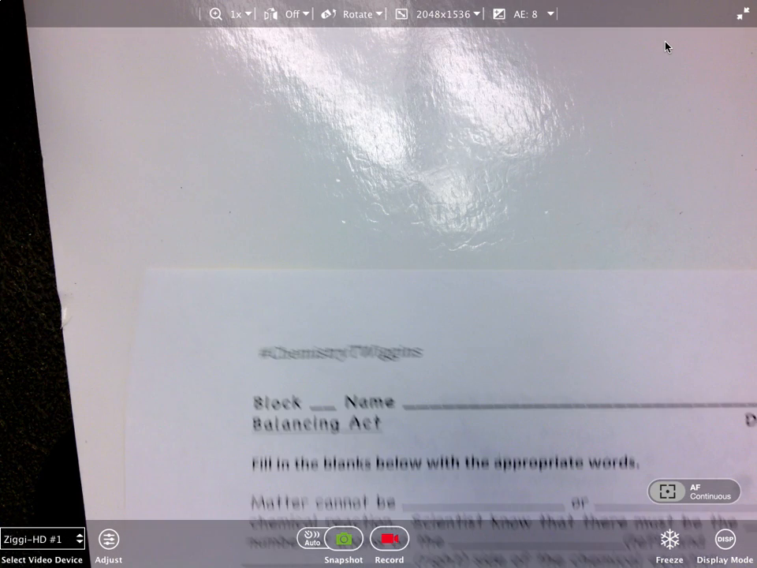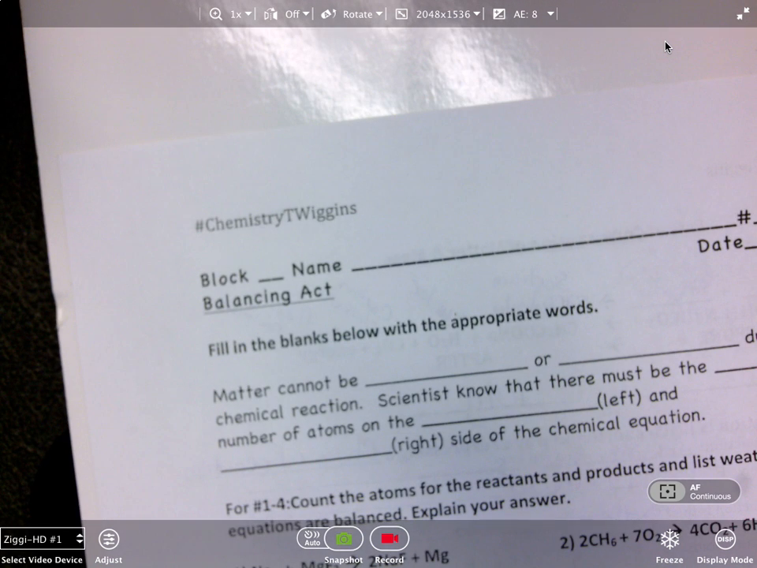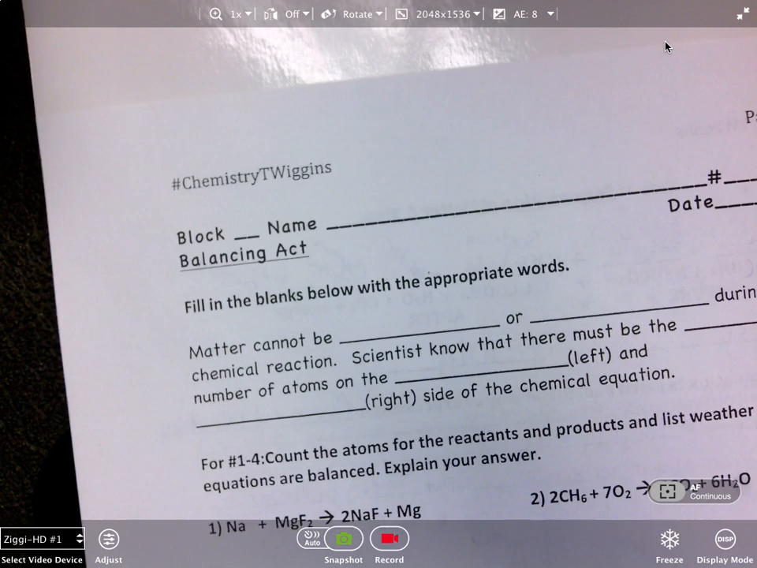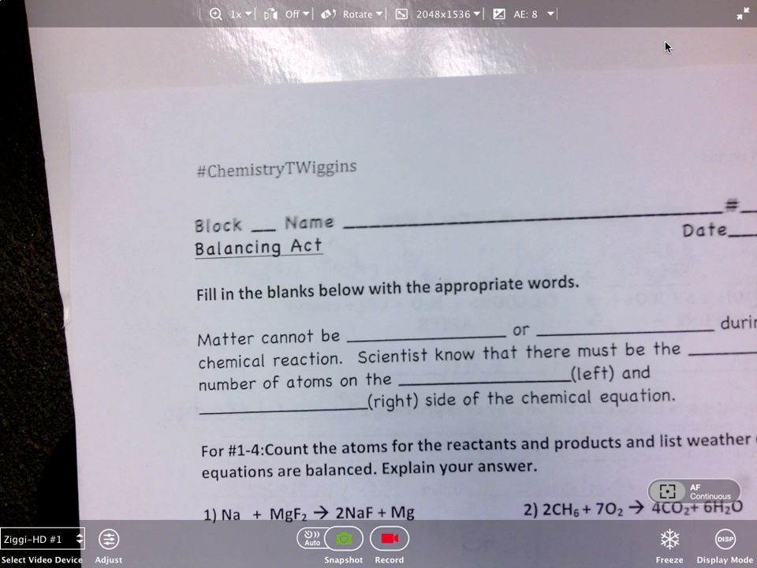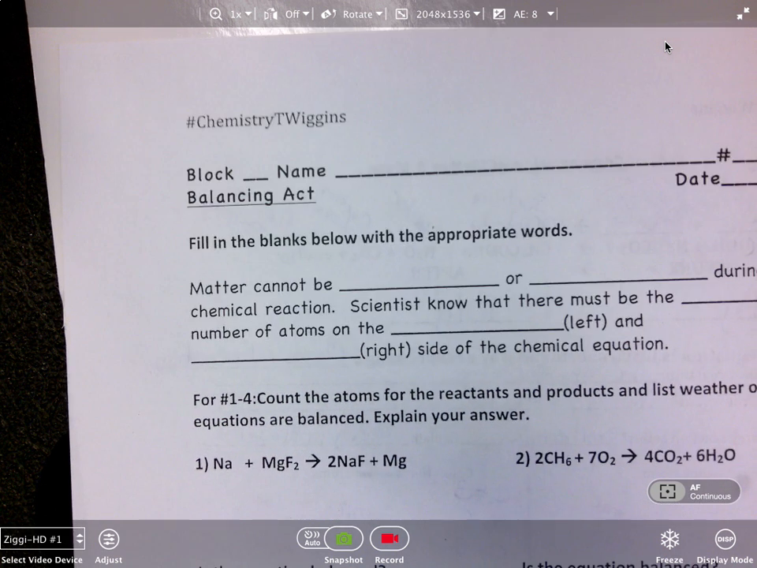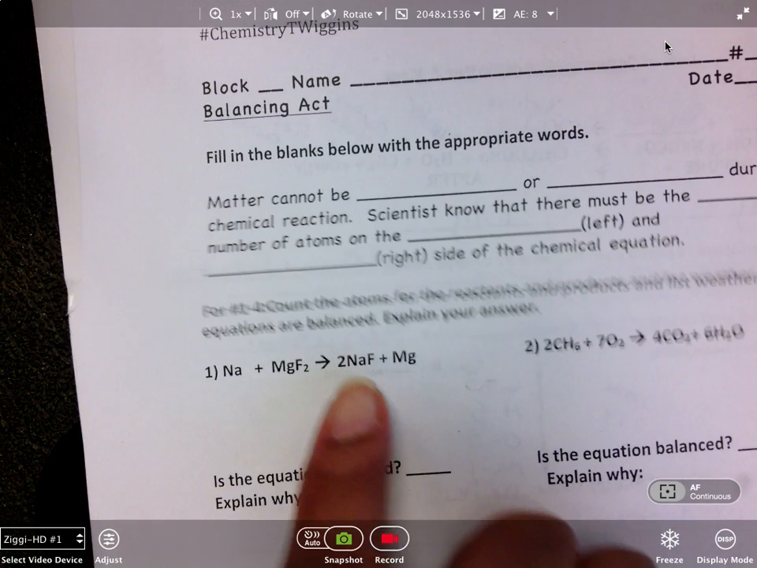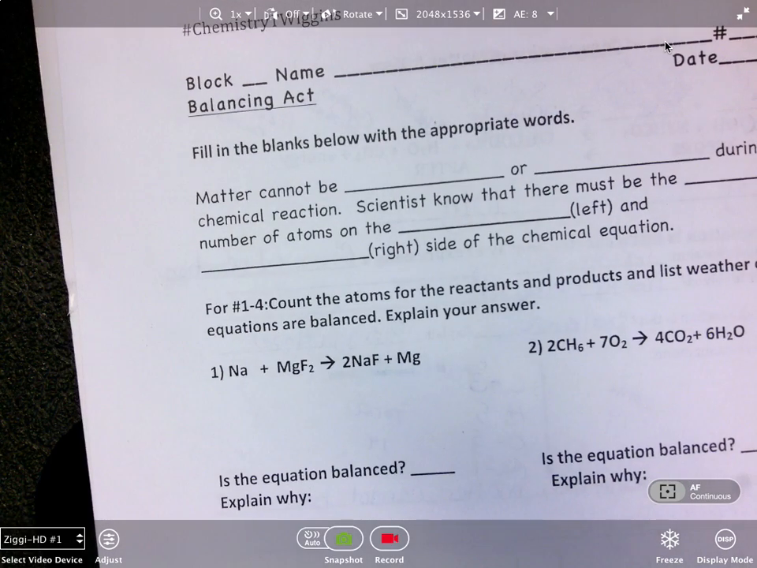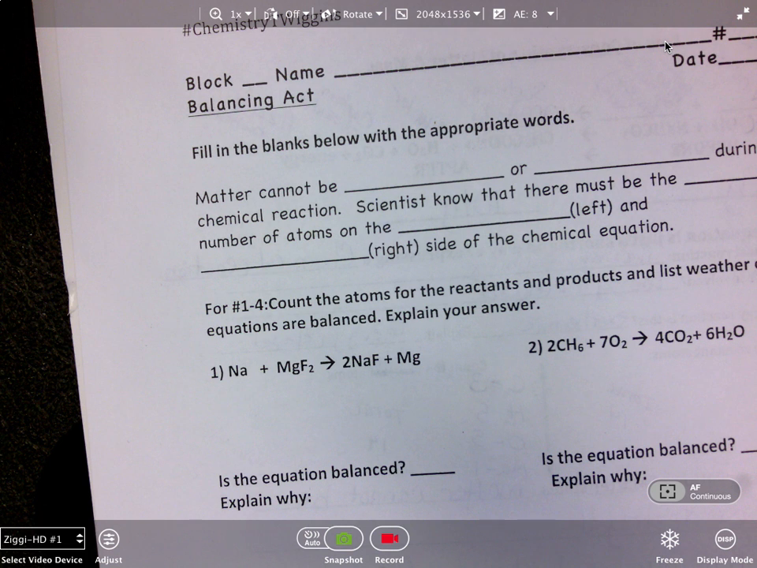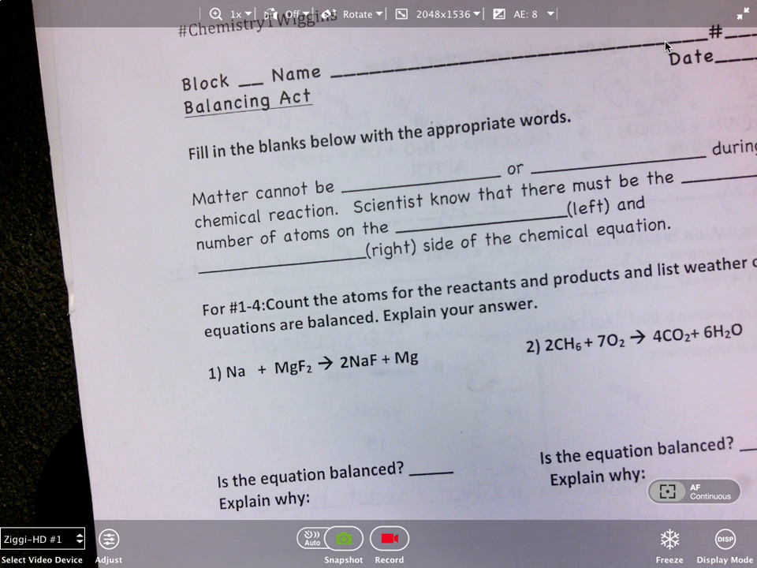Your homework. Flip over. Stop talking. Your homework is on the back. It looks like this. Make sure you put your name on it and your number. The first part, you are filling in the blanks to make this a true statement. The second part, numbers 1 through 4, you are counting the atoms. You don't need to total up each side because you're looking at the atoms for each element. You're going to list whether they're balanced or not and explain like we did on the front.